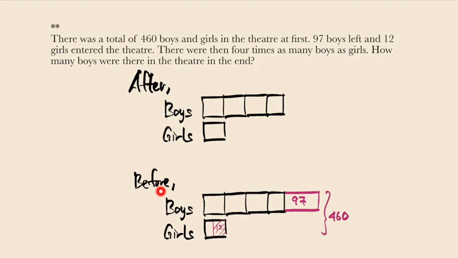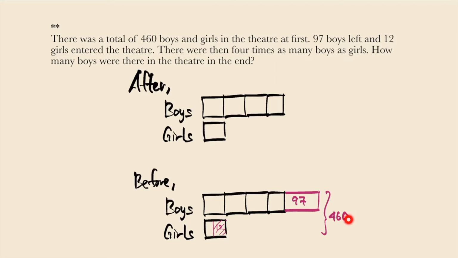So what was the case before then? So before, there were 97 more boys. The boys, let's pretend the boys had not left. So that's plus 97. Okay, next, girls. Let's pretend the girls had not come in. So the number of girls is actually less than 1 unit. So 1 unit is this, but the number of girls is less than 1 unit. Now that was the original total of 460.